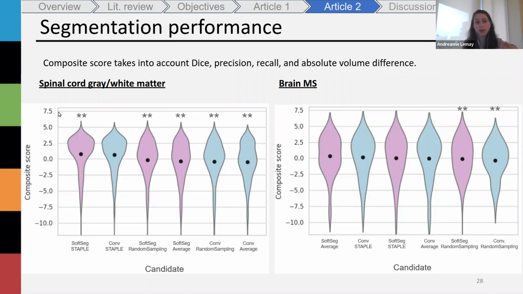The best candidate for the spinal cord gray and white matter segmentation was the SoftSeg STAPLE. And what we can see, once again, if we do a pairwise comparison between the SoftSeg and conventional models, is that we always have the SoftSeg outperforming the conventional. However, when we look at the brain MS, the best candidate was SoftSeg average. However, there was no statistical difference between this candidate and the conventional STAPLE. But we can see that at least the segmentation performance was similar to the conventional. So overall, if we look at both data sets, the segmentation performance was similar or even higher depending on what task we're looking at.